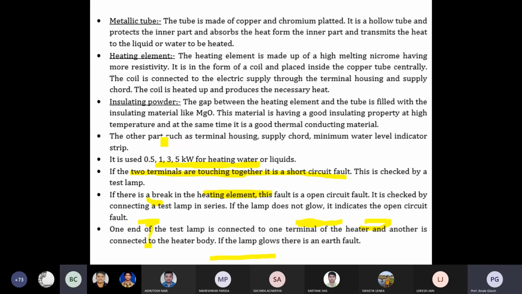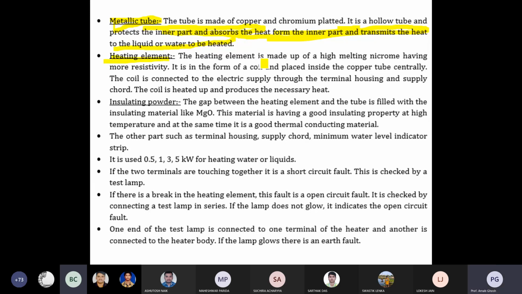What are the most important points for an immersion heater? First is the metallic tube. The metallic tube is made of chromium plated copper. It is a hollow tube that protects the inner part, absorbs the heat from the inner part and transmits the heat to the liquid or the water to be heated. So you are immersing that inside the water, so it is heated.